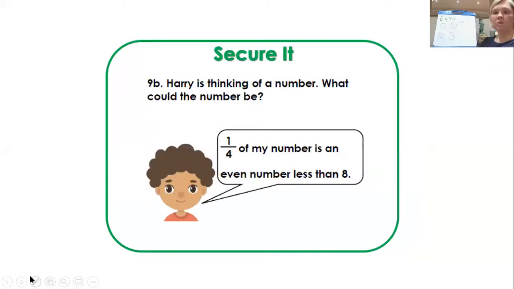Okay, so your secure it for today is Harry is thinking of a number. What could the number be? 1/4 of my number is an even number less than 8. Now on this one, there may be more than one right answer. Okay, so have a think. This is a bit of a problem solving and reasoning question. So have a look because there may be more than one answer.